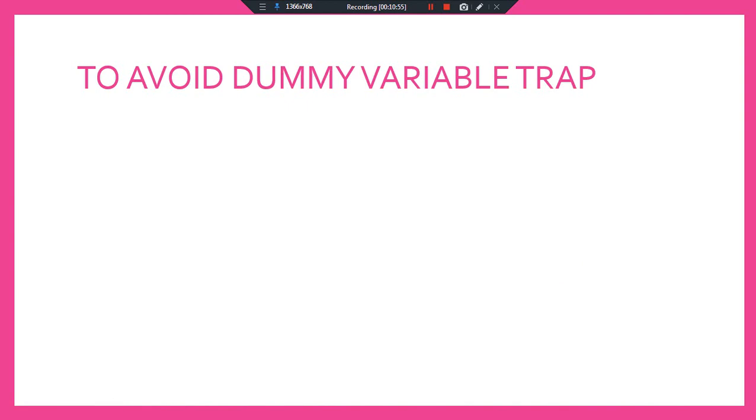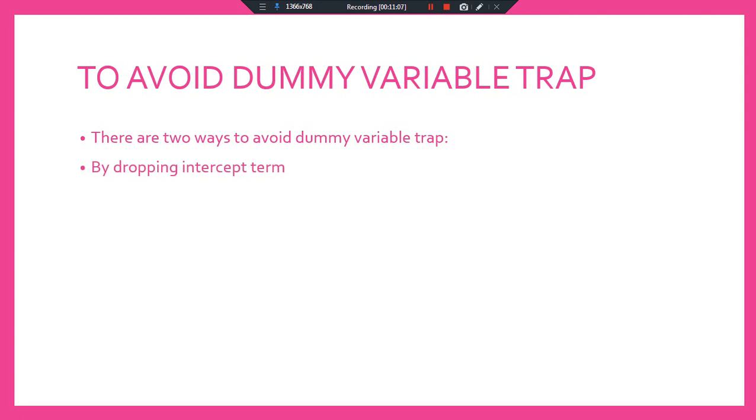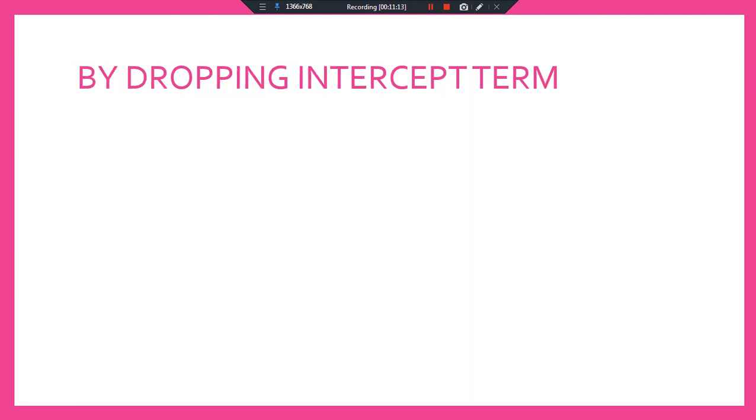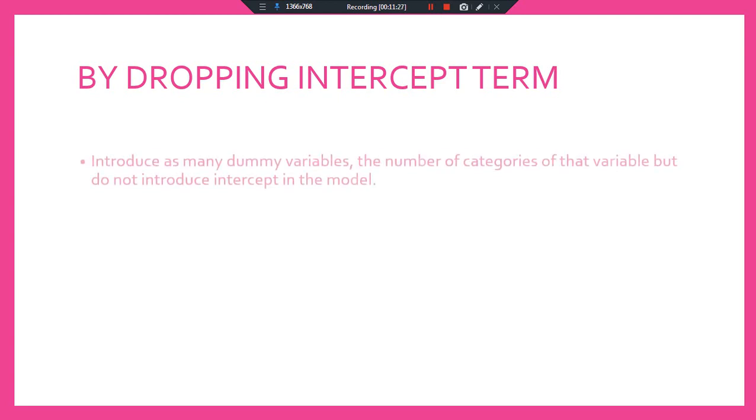To avoid the dummy variable trap, there are two ways we can escape from it. The first one is by dropping the intercept term. The second one is by deleting one category. So let's start with the first method, or first way, to avoid the dummy variable trap.